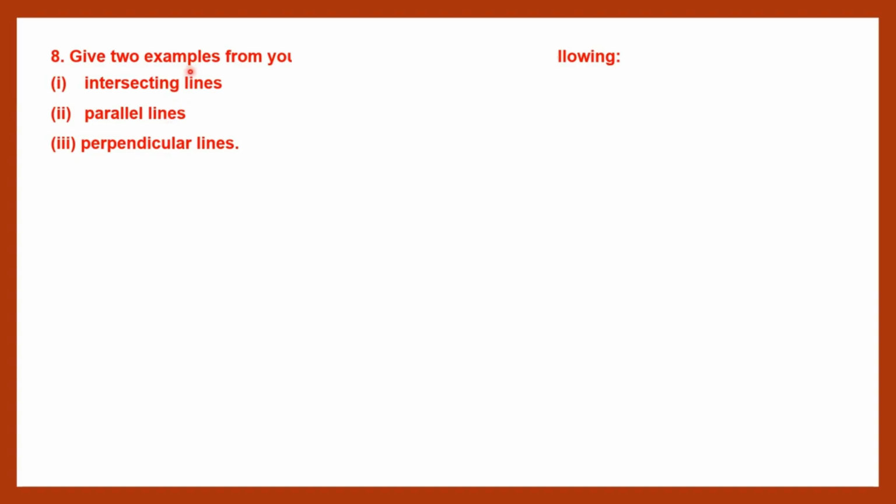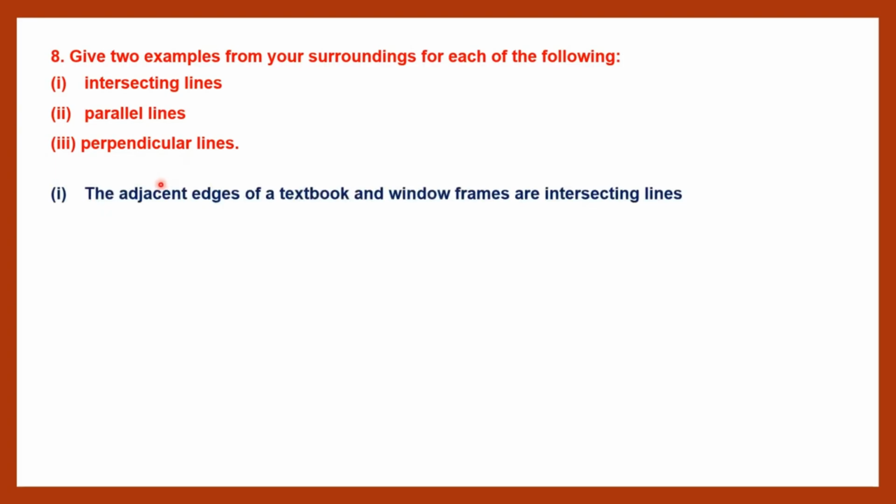Give 2 examples from your surroundings for each of the following. So you have to look around and find examples for intersecting lines, parallel lines and perpendicular lines. Intersecting lines are just any 2 lines that meet. Then parallel lines are 2 lines that will not meet at all. And perpendicular lines are 2 lines that will meet in such a way that an angle of 90 degrees is formed. So let's begin by looking at intersecting lines.